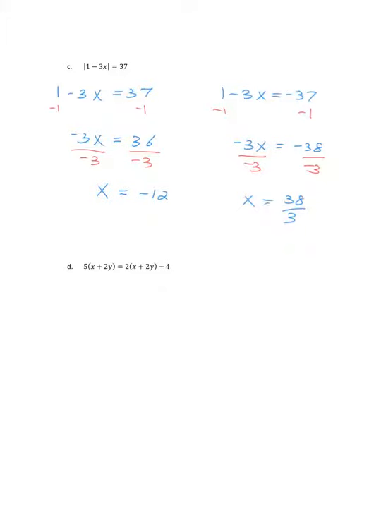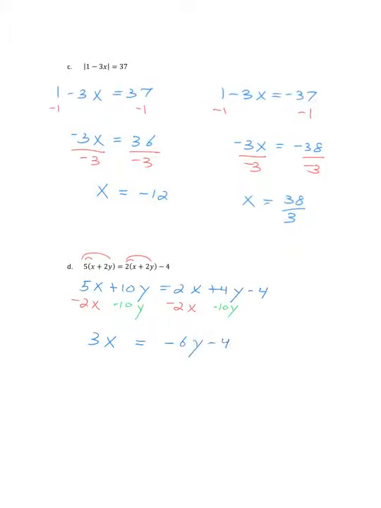For D, I want to solve for x, so I'll distribute the 2 into the parentheses on the second one here and the 5 in the first set of parentheses. We get 5x plus 10y is equal to 2x plus 4y minus 4. I guess I'll subtract 2x from both sides, as well as 10y. And I get 3x is equal to negative 6y minus 4.